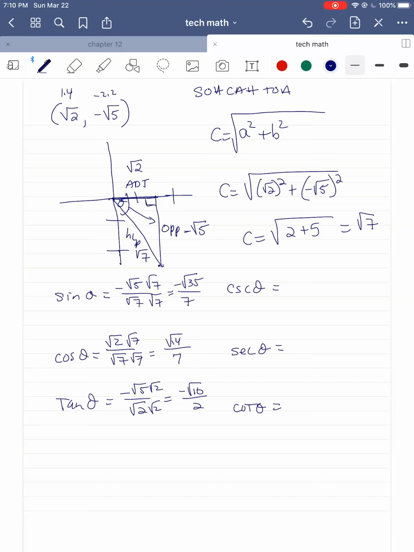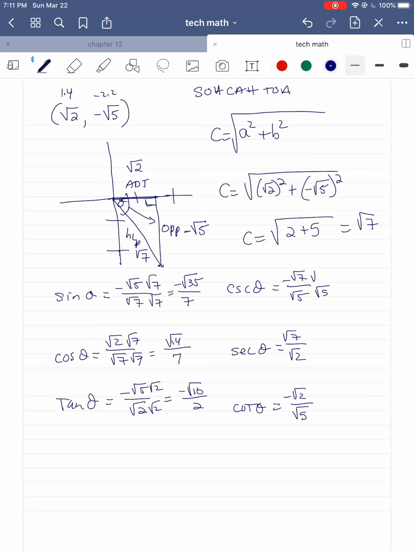But now I have to flip them around to get the cosecant, secant, and cotangent. So it doesn't matter which ones I do, I still have to rationalize it. So I'm going to do the original numbers. So this is going to be minus the square root of 7 over the square root of 5. Secant is going to be square root of 7 over square root of 2. Cotangent is going to be minus the square root of 2 over the square root of 5.